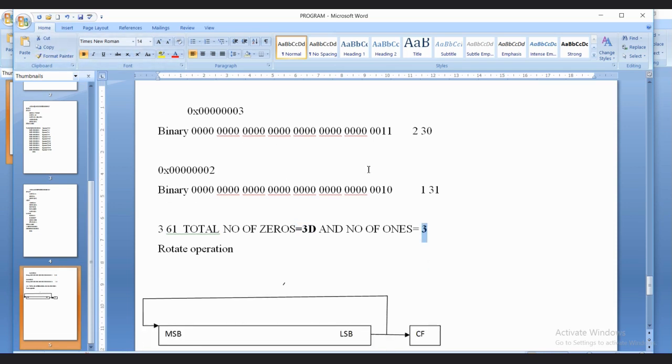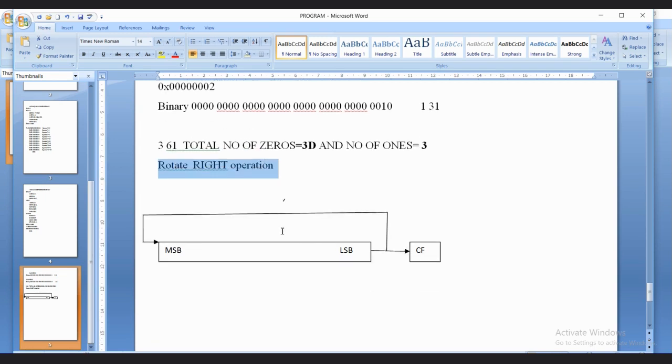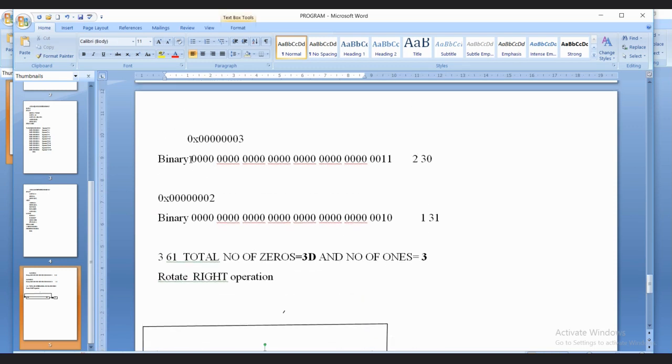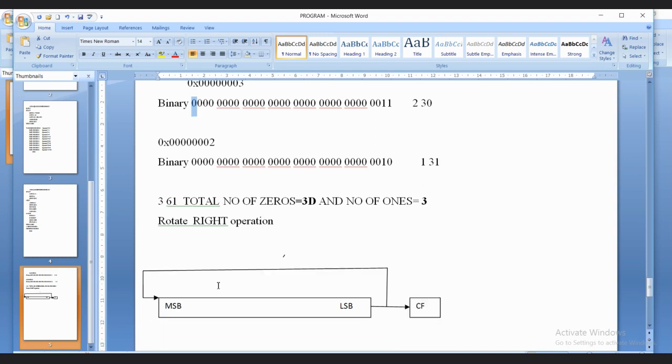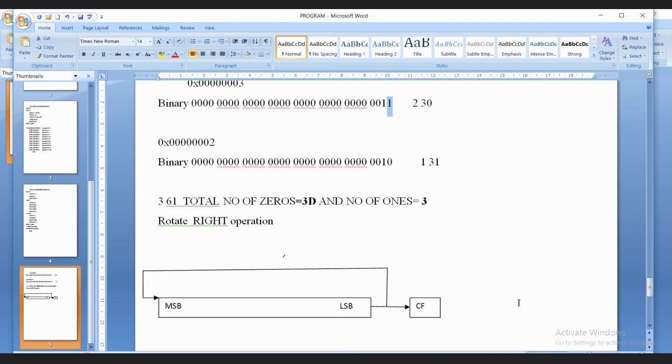How we will do this is using the rotate right operation. We are using the rotate right operation to count the number of zeros and ones. The rotate right operation is as shown in the figure. How it is done is the LSB. If this is a binary number, this will be the least significant bit, and this 0 will be the MSB, that is the most significant bit. In a rotate operation, what will happen is this LSB will be copied to the MSB and also to the carry flag.